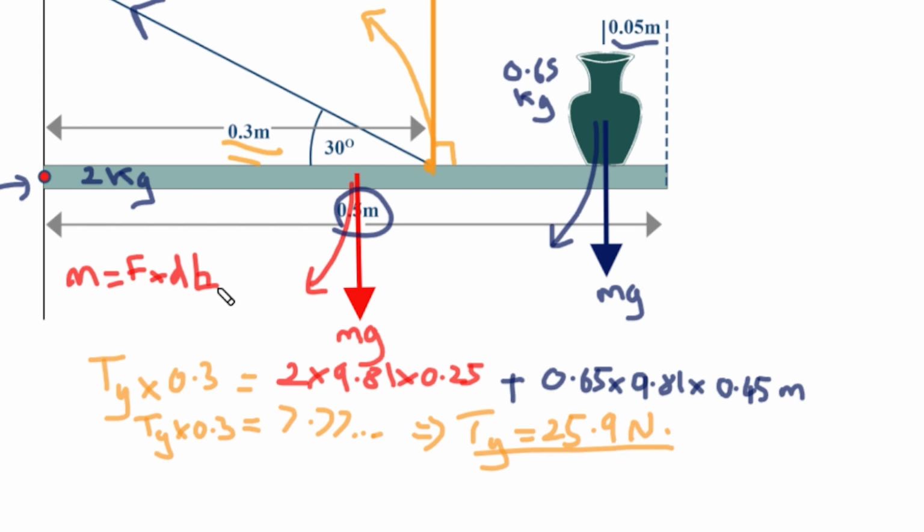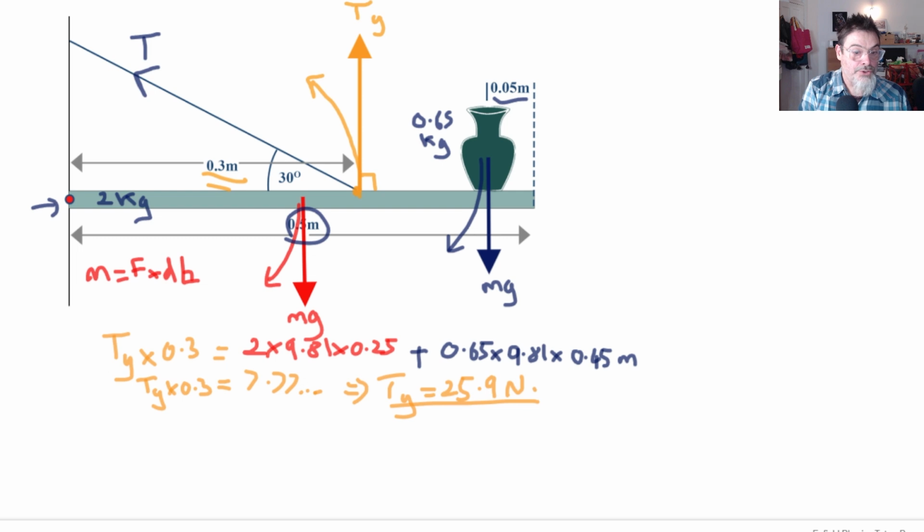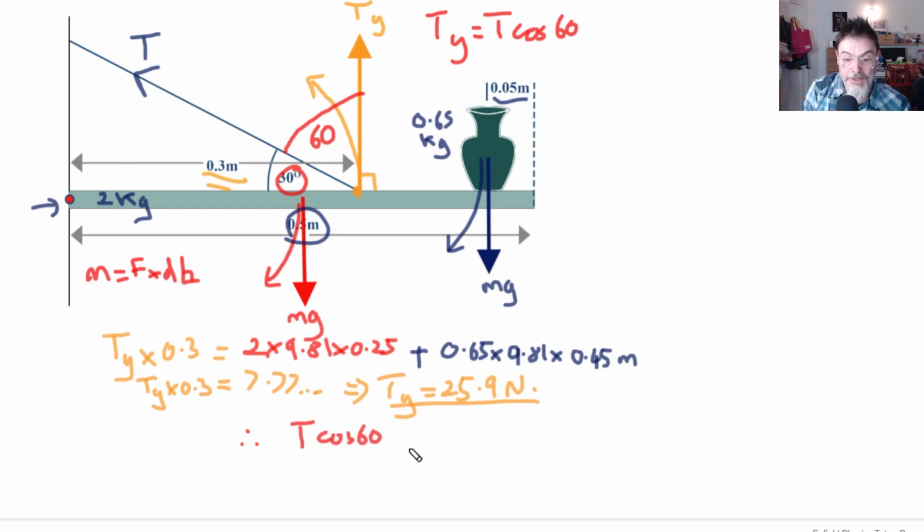So at this point we have to do a little bit of trigonometry, because we're after T, remember, not Ty, and Ty is a component. There are loads and loads of ways to think about this. You could just say to yourself, well, if I know this is 30, then this angle here must be 60, in which case Ty is going to be equal to T cosine 60. That's probably what I would do, to be honest. Therefore, we can now say that T cosine 60 is equal to 25.9, which implies that T equals approximately 52 newtons.